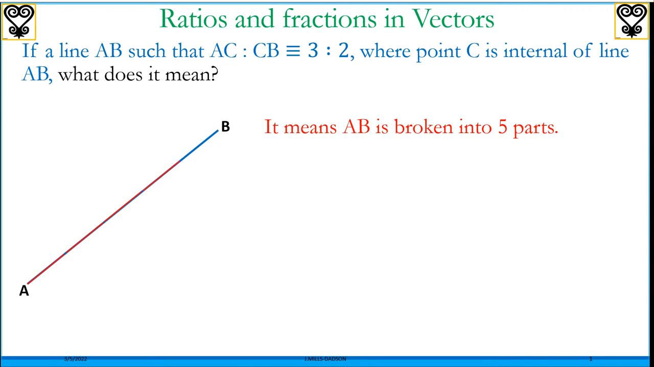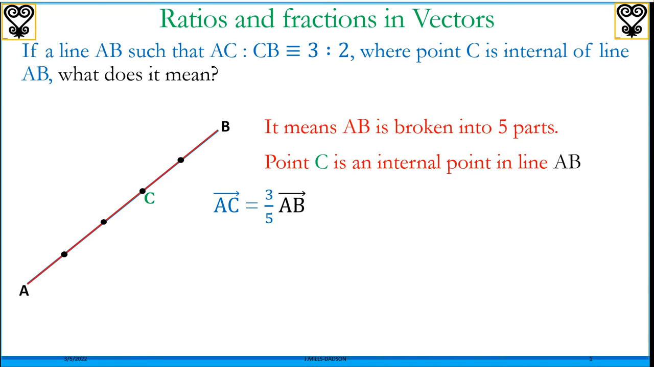And once you divide the line into 5 parts, then you'll be able to know where C is. Because C has to be at this point, because we know AC has to be 3 parts, 1, 2, 3, and CB is 2 parts, that is also 1, 2. Now this can help us work out different vectors. For example, if you want vector AC, you know AC is 3/5 of the whole line AB. So vector AC is 3/5 of vector AB.